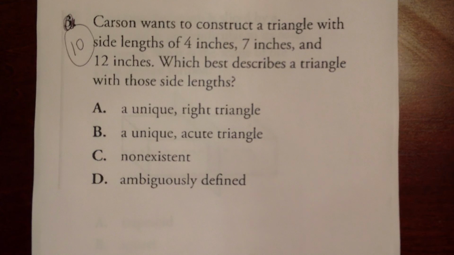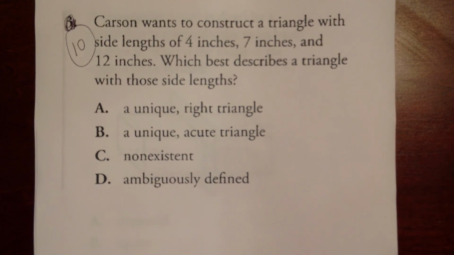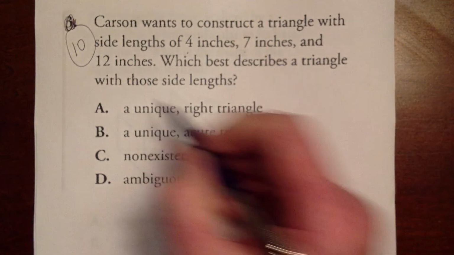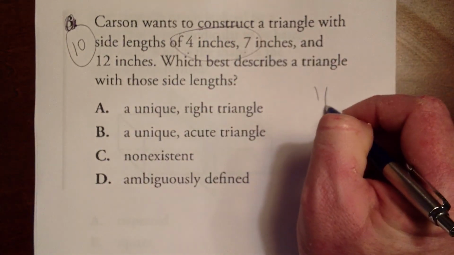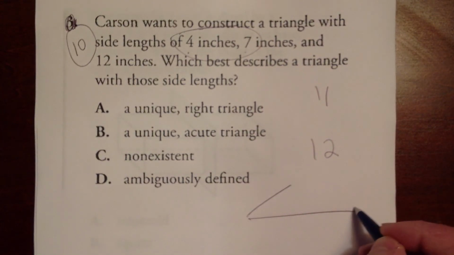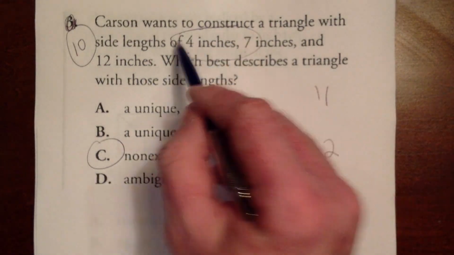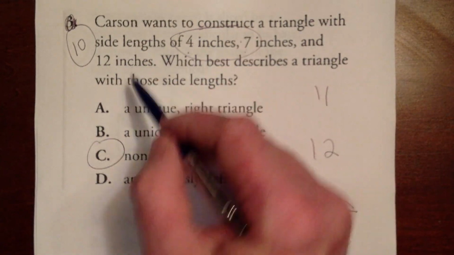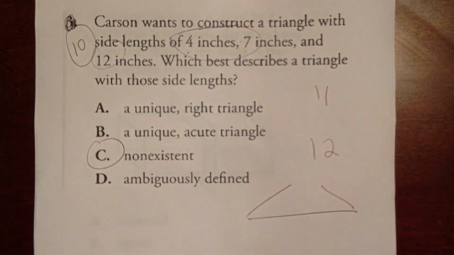Carson wants to construct a triangle with side lengths of 4 inches, 7 inches, and 12 inches. I can already see right away that this is non-existent, because if I add this to this, it is 11, and you cannot have two side lengths add to 11 and another one be 12. That would look, again, like the triangle we drew earlier. That is a non-existent triangle. If you add any two sides up and they're not greater than the other side, then you have a non-existent triangle.